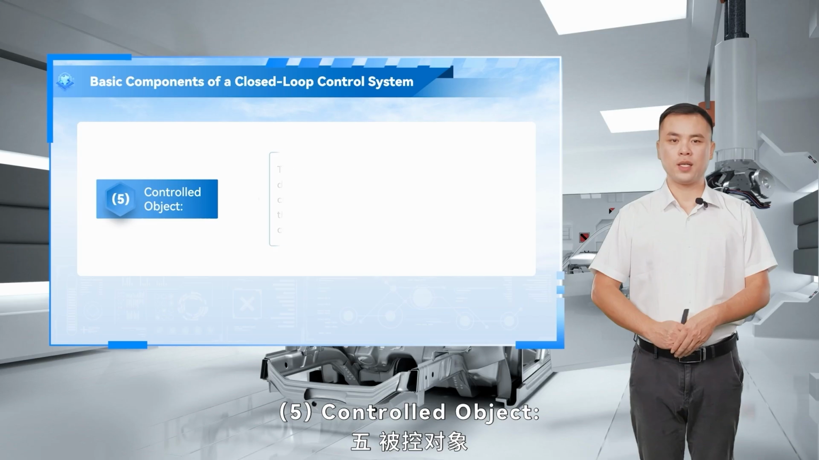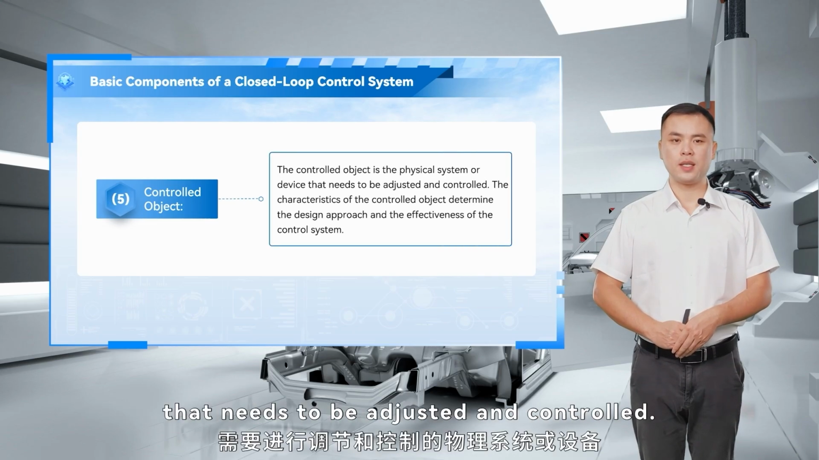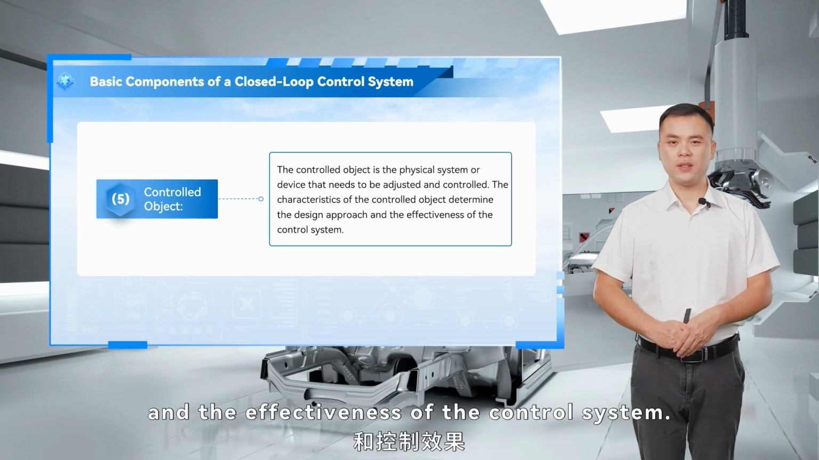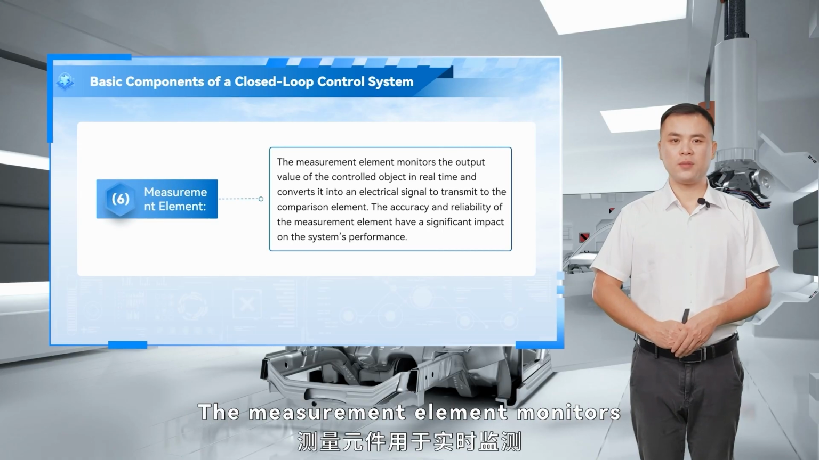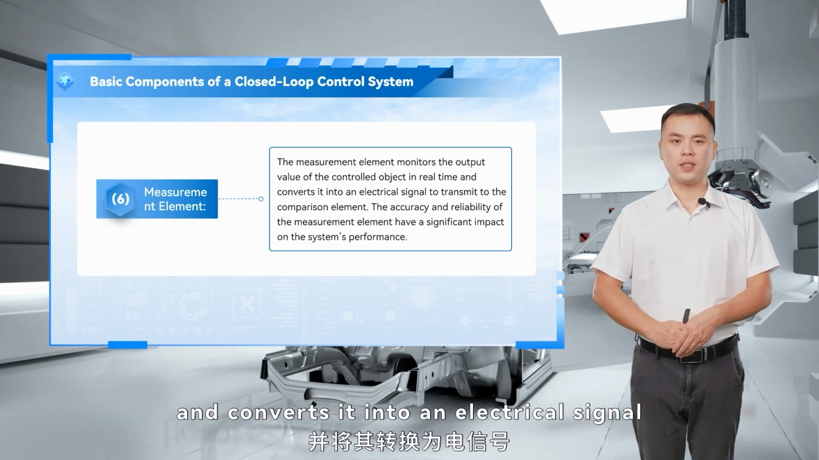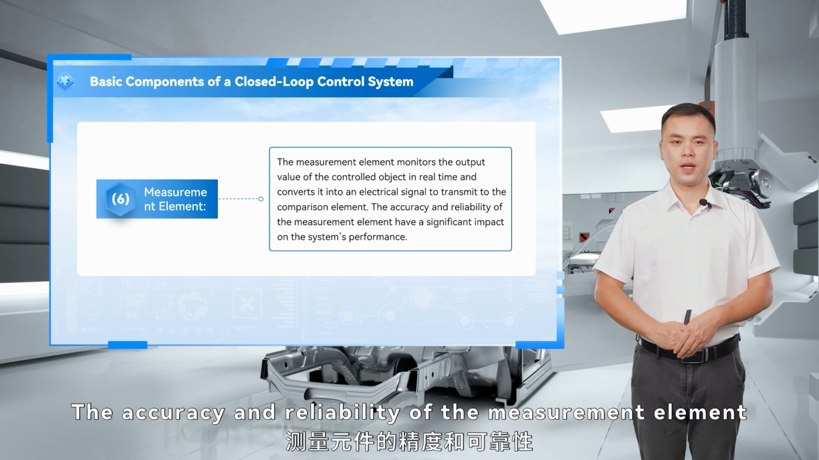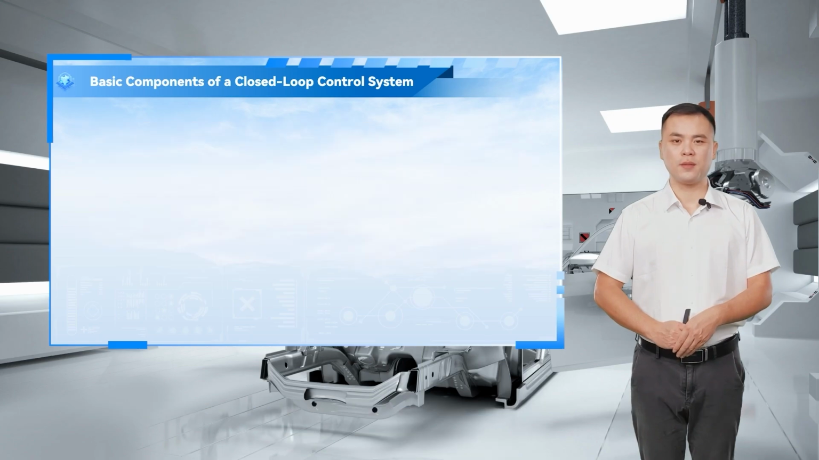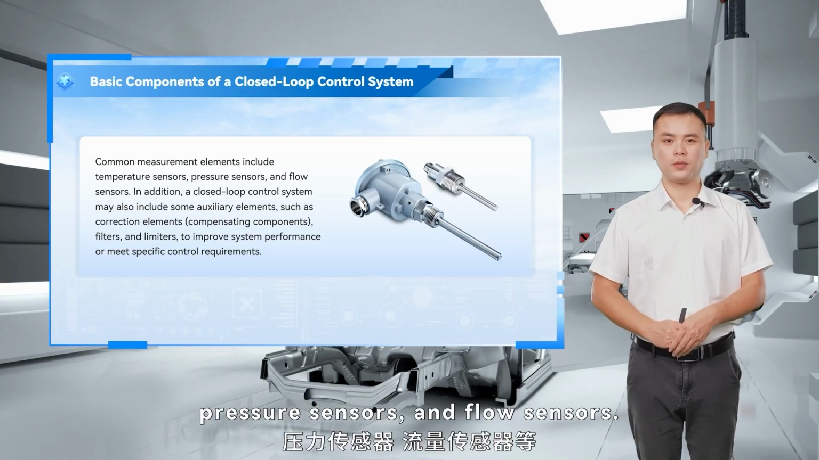5. Controlled object. The controlled object is the physical system or device that needs to be adjusted and controlled. The characteristics of the controlled object determine the design approach and the effectiveness of the control system. 6. Measurement element. The measurement element monitors the output value of the controlled object in real time and converts it into an electrical signal to transmit to the comparison element. The accuracy and reliability of the measurement element have a significant impact on the system's performance. Common measurement elements include temperature sensors, pressure sensors, and flow sensors.